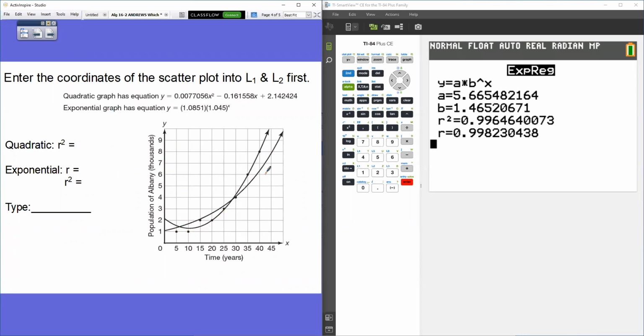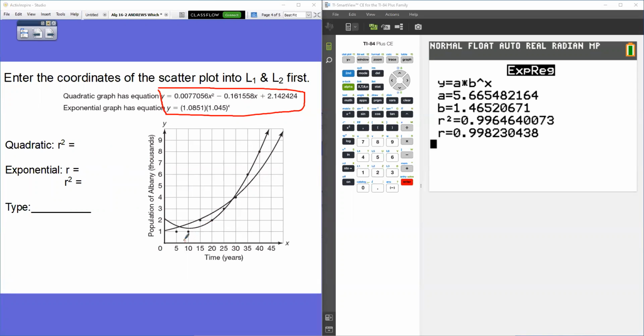They want to know which of these 2 lines fits the data better. That's what they want to know. These are the equations of the 2 lines. And they just want to know which one fits it better.